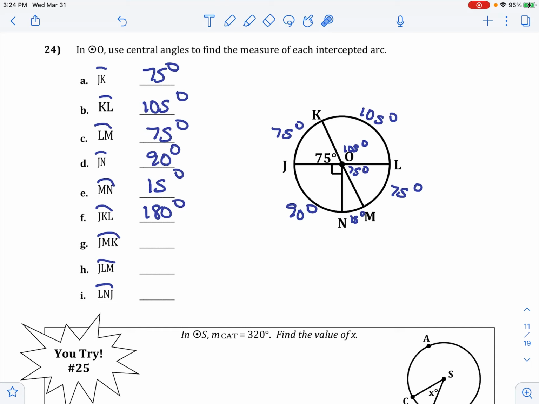JMK. Now, when you do JMK, you want to go from J to K, but you need to go through M. So that's actually a really big arc. It's from J through M all the way to K. So that's actually everybody but the 75. So the easiest way to do that would be to do 360, take away 75. And if you do that, you have 285.